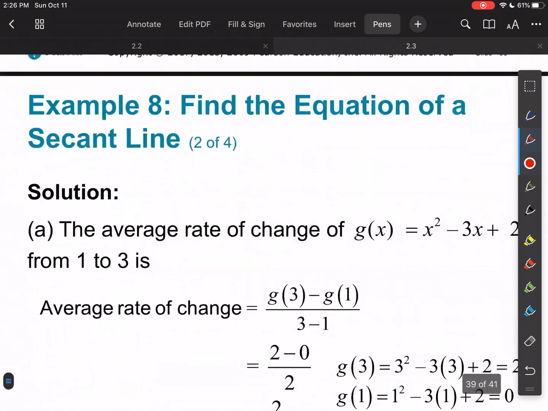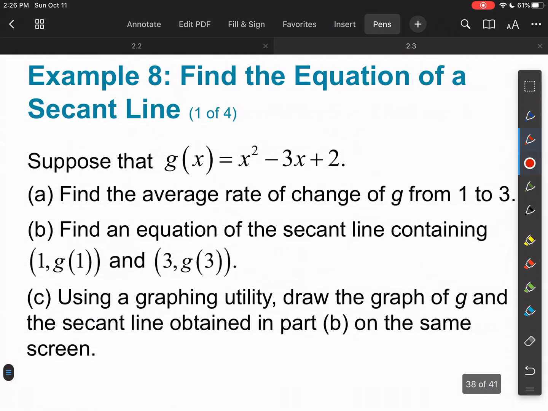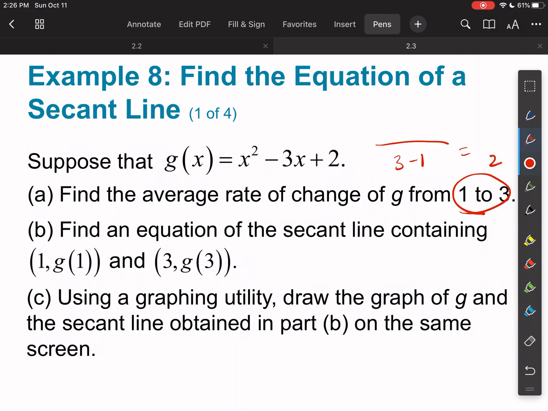So example 8, and then we'll be done. I think I might have one more, but it says suppose that g of x equals x squared minus 3x plus 2. It says find the average rate of change of g from 1 to 3. So we know that this is change in y over change in x. They give us the x values to plug in. So we can say 3 minus 1, so we know that the change in x is going to be 2.